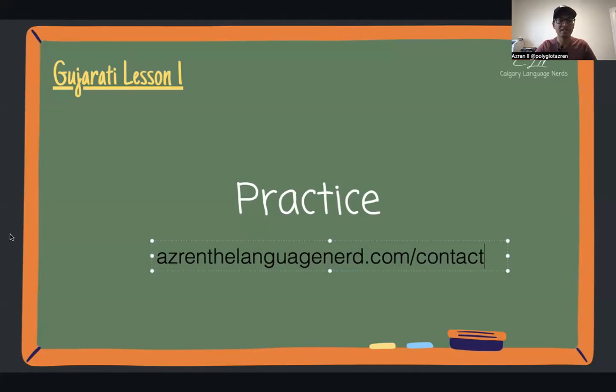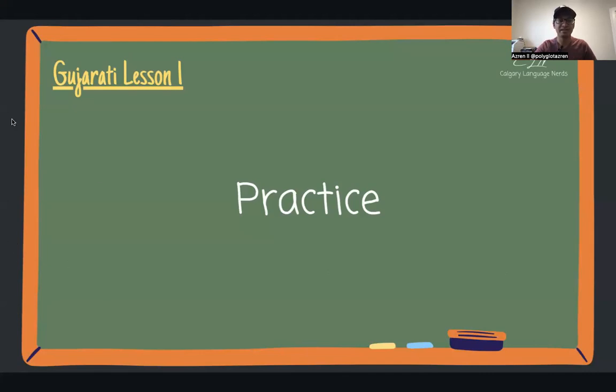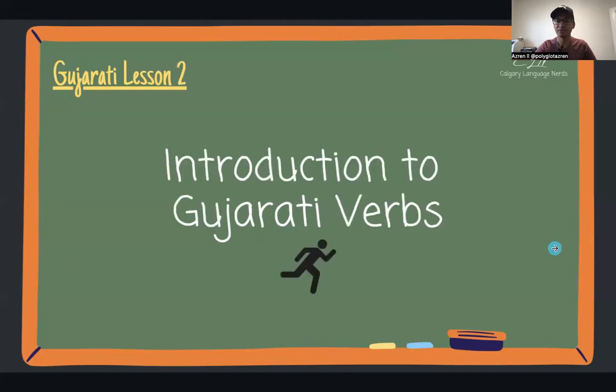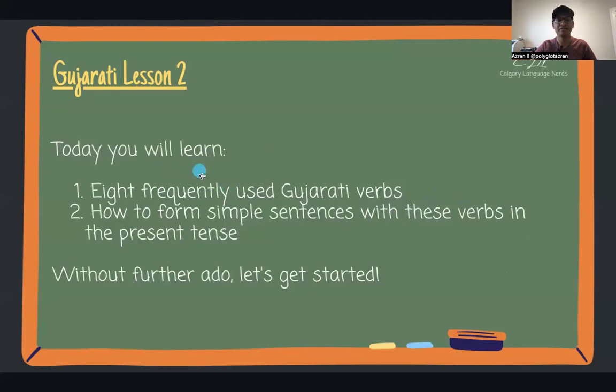Okay, so today, let's keep going here. Today we're going to get an introduction to Gujarati verbs. Okay, we're going to learn 8 frequently used verbs in Gujarati, and we're going to look at how to form simple sentences with these verbs in the present tense. Okay, I don't think we'll get through everything today. We'll get through a portion of it, and we'll continue this second lesson next time.